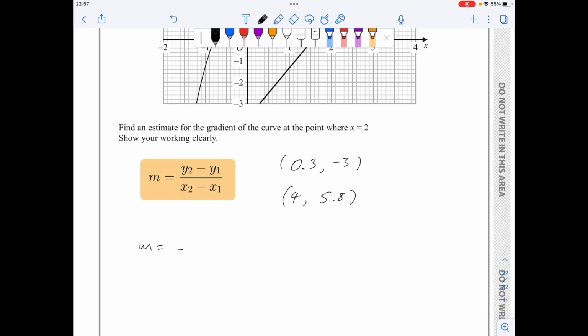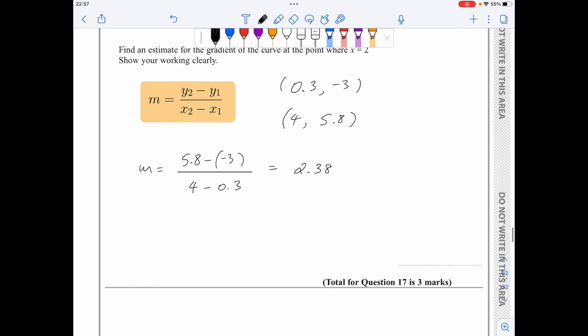So the gradient is equal to 5.8 minus 3 over 4 minus 0.3. This comes out to be 2.38. Note that the mark scheme accepts any answer between 1.5 up to 3.